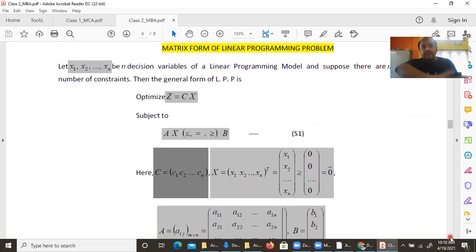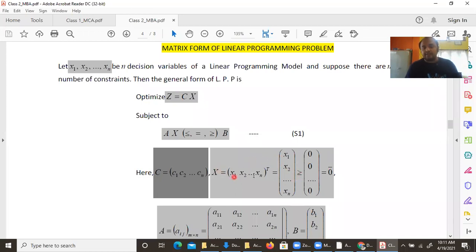Not only this, the above system can also be written in the matrix form. I have mentioned over here that I have written optimize capital Z equal to CX, where C is the row vector c1, c2, cn, and capital X is the column vector. So I have put a transpose over here. Putting a transpose means it is in the form of a column, as you can see. If you multiply this row by this column, the number of columns present here is n and the number of rows present here is n. If you multiply them, you will get that objective function.